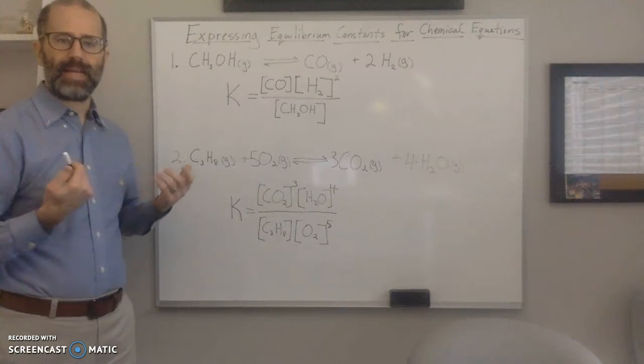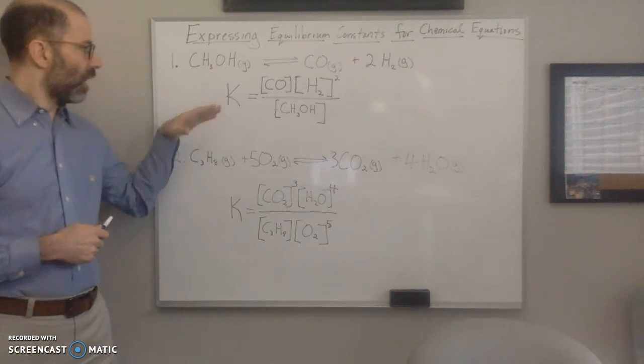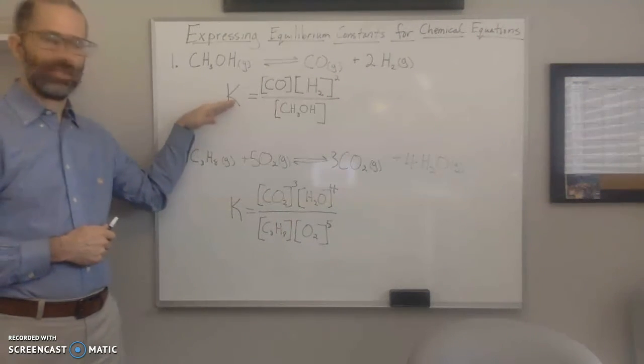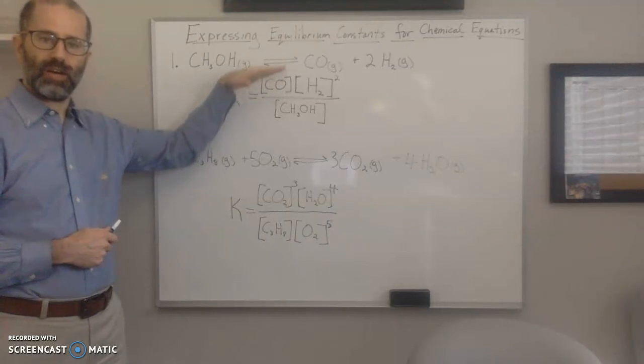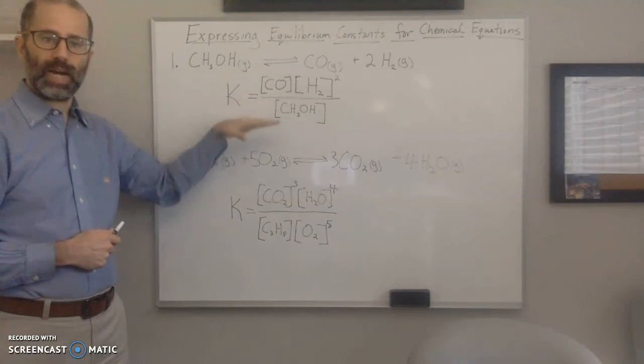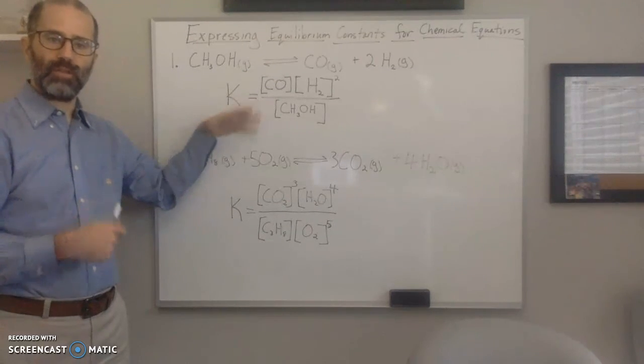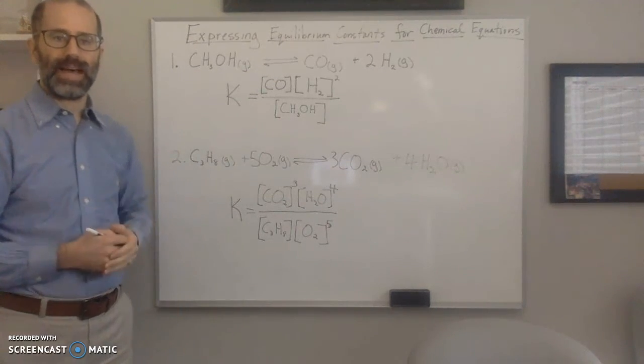And it's that easy. So again, the equilibrium constant is just going to be the concentrations of products over the concentration of reactants, all of them raised to their coefficients as powers.